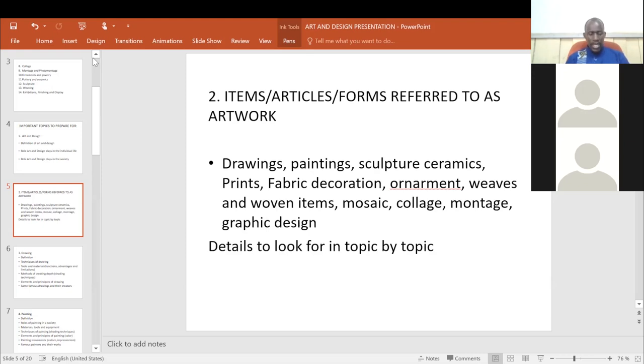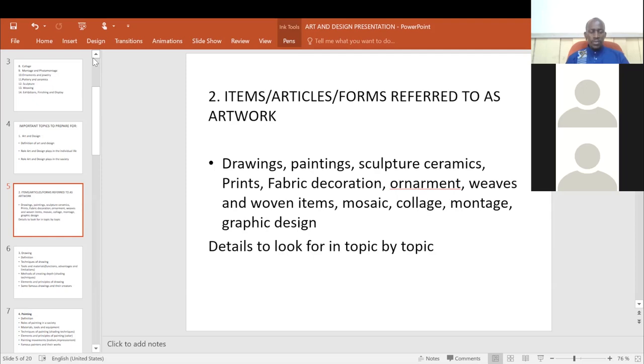Under principles, we have balance. For a form to qualify as an artwork, we must be able to see the principle of balance. Two, we talk about proportion. For an item or a form to qualify as an artwork, it must be proportional. Then we have the principle of rhythm and movement. Then we have the principle of contrast. We have dominance, harmony, and unity.